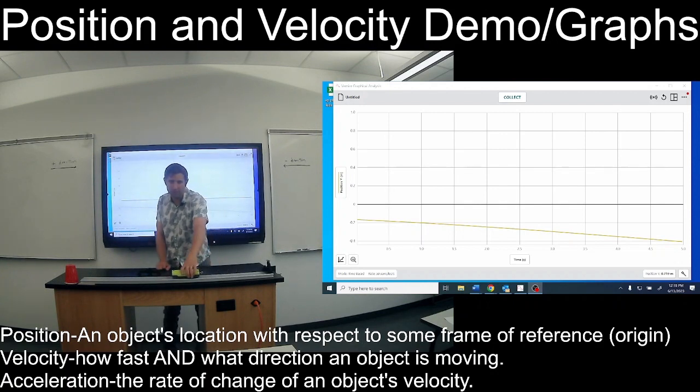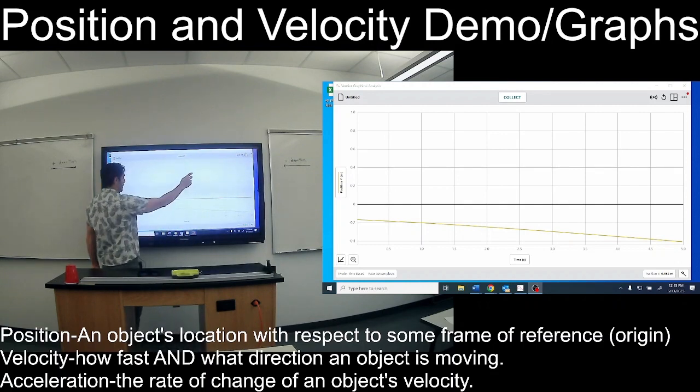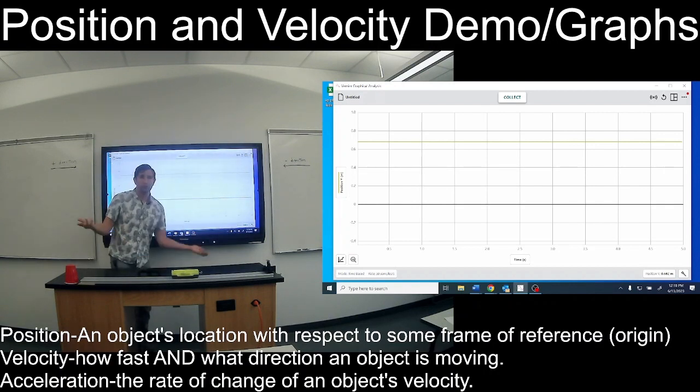So I'm going to place the cart at a particular position and just leave it there, so its position isn't changing. There's a sensor inside here. I can click collect, and we'll be able to see it on the screen here. And what we can see is that the object's position is somewhere between 0.6 and 0.8 meters from the cup, and it's not changing at all.